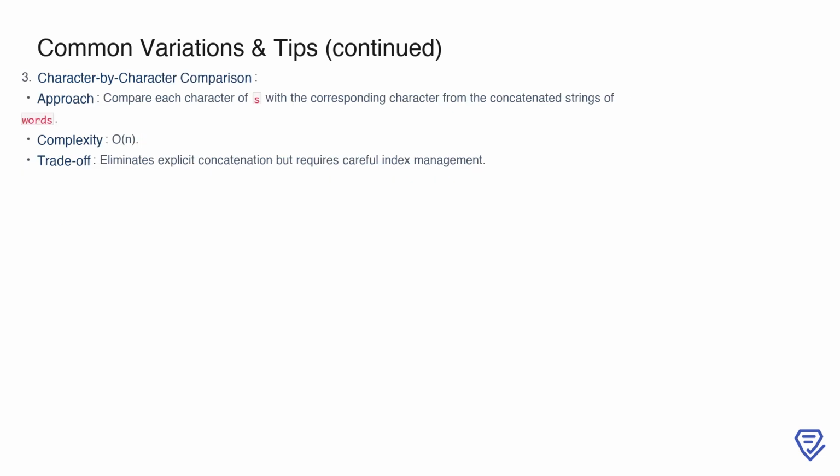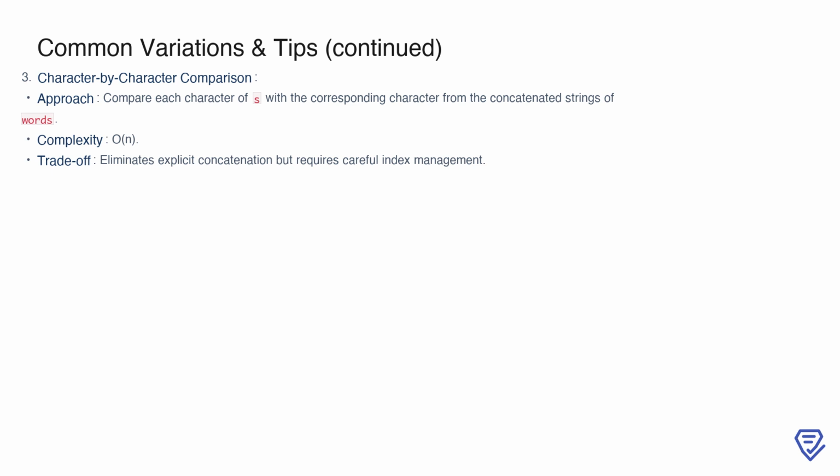Another approach to consider is full concatenation followed by a prefix check. This method involves concatenating all strings in words upfront and then checking if S is a prefix of the result. While this approach is easier to implement, it's less efficient, with a complexity of O(k + n), where k is the total length of the strings in words and n is the length of S. It also wastes resources when S is not a prefix early on.